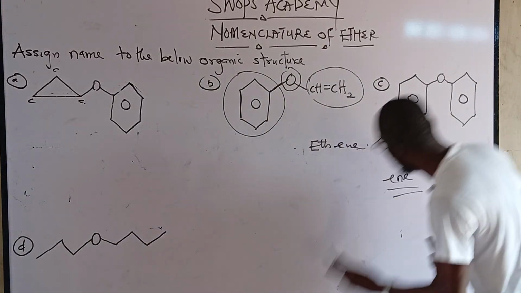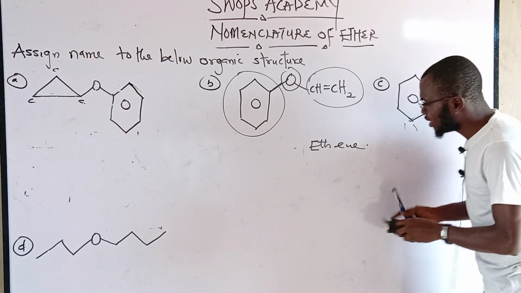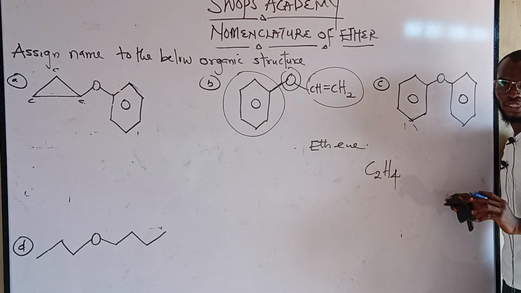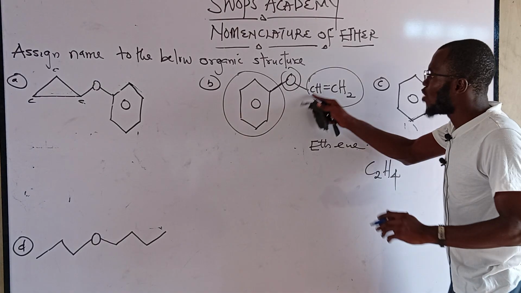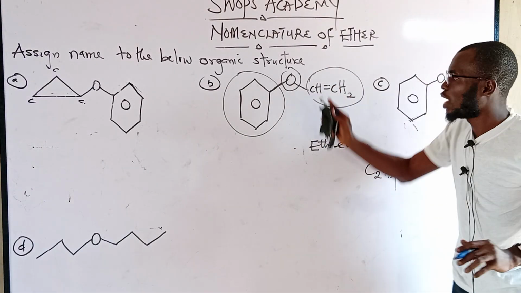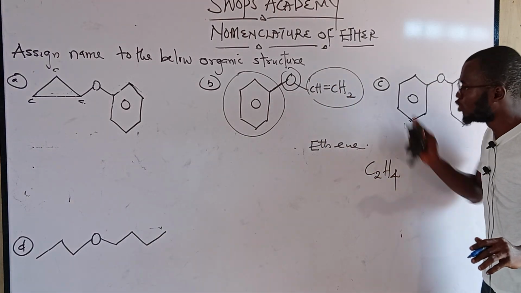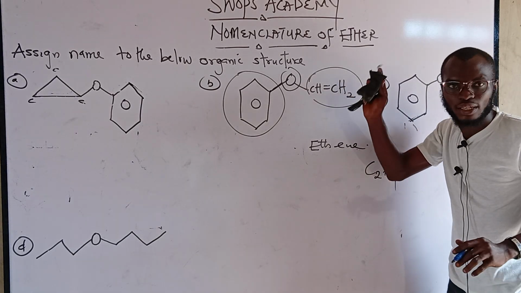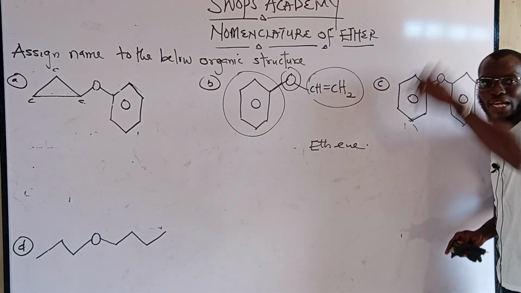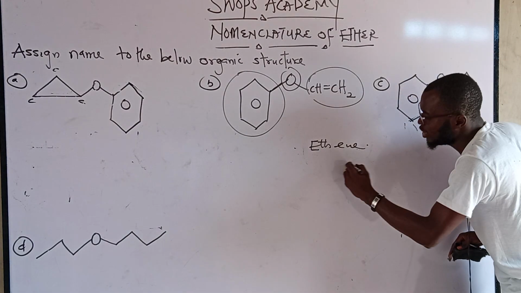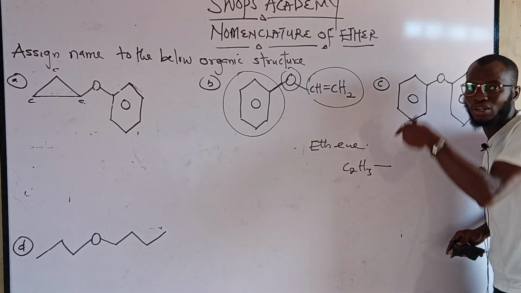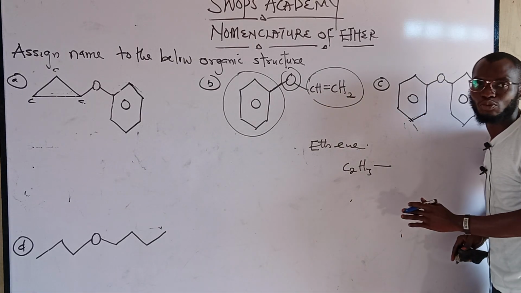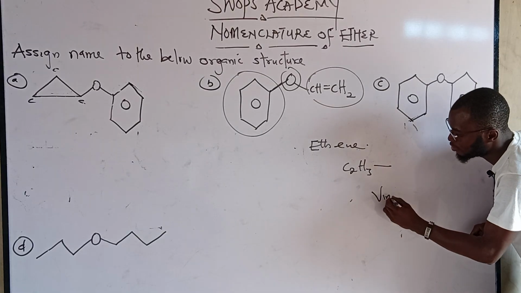Now note that, is this really ethene? No. Because the molecular formula for ethene is C2H4. But let's check. 1, 2. That one has been completed. Then how many hydrogens are we supposed to have to get ethene? 4. We have how many here? 3. When it is 3 like that, that means they removed 1 hydrogen from the ethene. When it is 3 like that, it is C2H3. We don't call it ethene again. Though it is ENE, we don't call it ethene again. We call it vinyl.